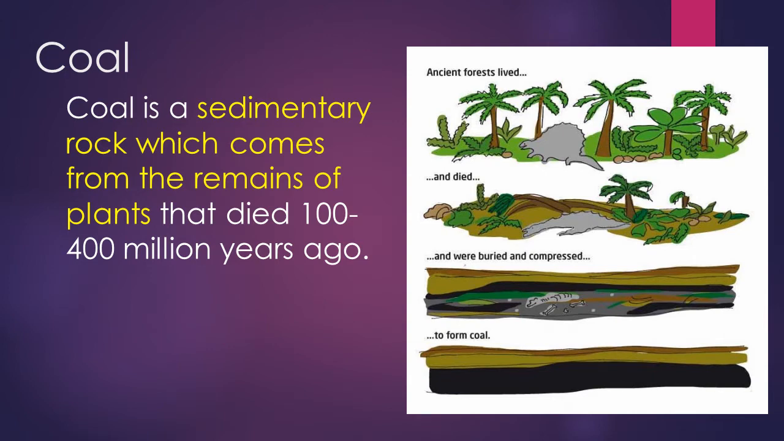First of all, coal. Now, we talked about coal last term when we talked about rocks and minerals, so I hope you remember. But coal is a sedimentary rock which comes from the remains of plants that died 100 to 400 million years ago. So you see the little picture there? These ancient forests lived, they died, they were buried and compressed, and over hundreds of millions of years, they formed into coal, that sedimentary rock.